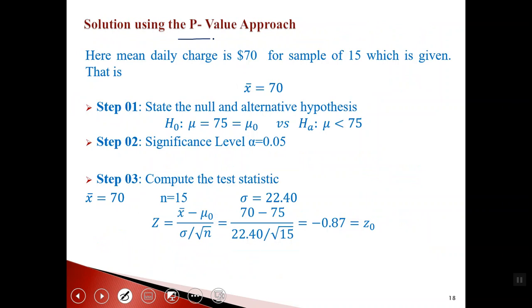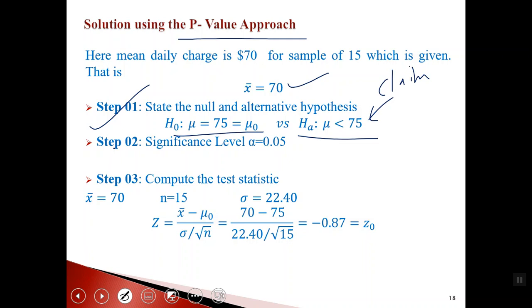Okay, let's do the same problem using the p-value approach. Step number one: mention the null hypothesis and alternative hypothesis. This is your claim. And identify the significance level alpha. Here it is 0.05. Compute the test statistic, same as before.